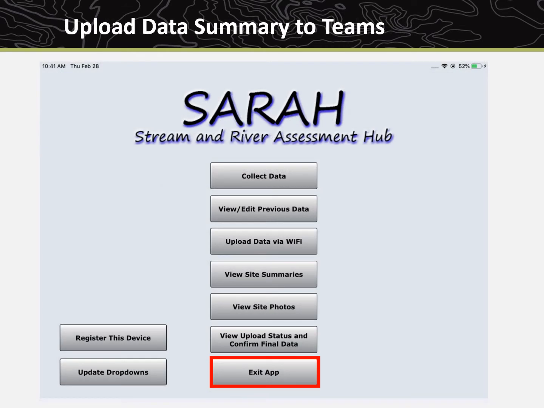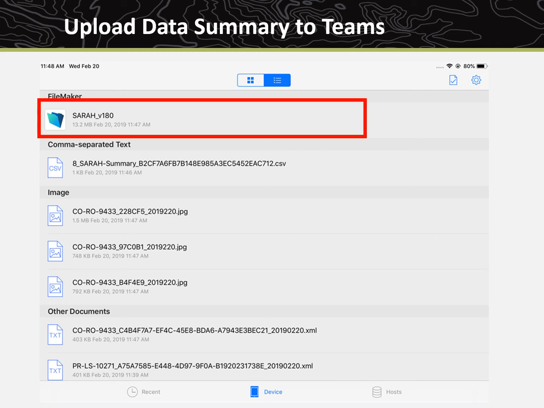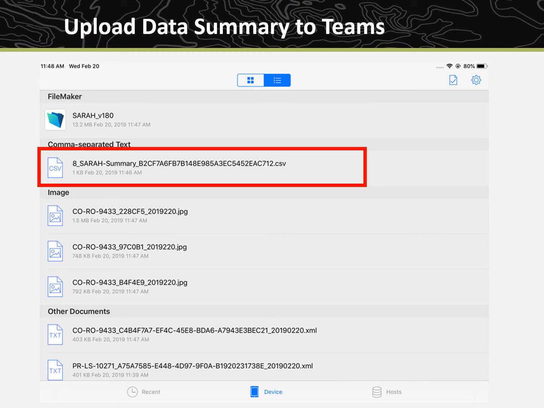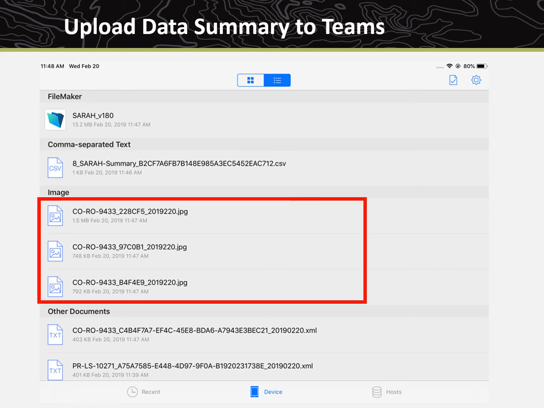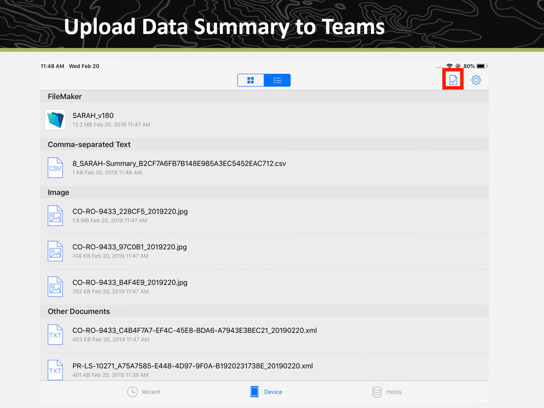Upload the data summary CSV from SARA to Teams so that the project leads and crew managers can review it. To do this, click the Exit App button on the main menu. This returns crews to a screen where all data files can be found. These files include the SARA app file, the data summary, XMLs with raw data for each site, and any exported photos. To upload the data summary or any of these files to Teams, select the checkbox in the upper right-hand corner. This will enable selection of specific files.